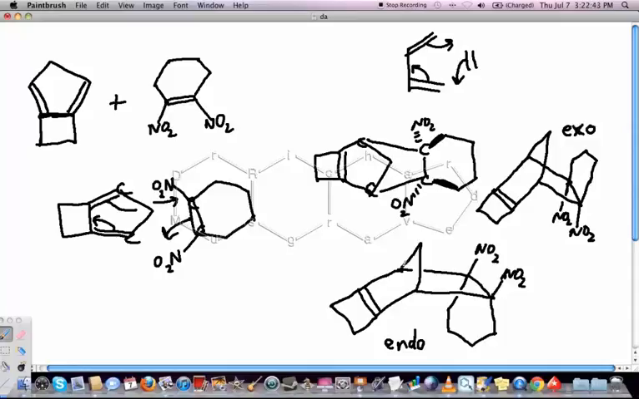Alright, so just repeating where the C's are. You've got the C's here, these are the ends of the diene. C's here, that's the dienophile. Here and here for the diene, here and here for the dienophile.